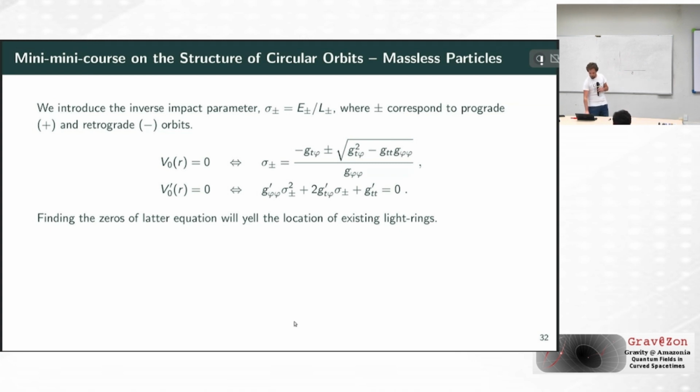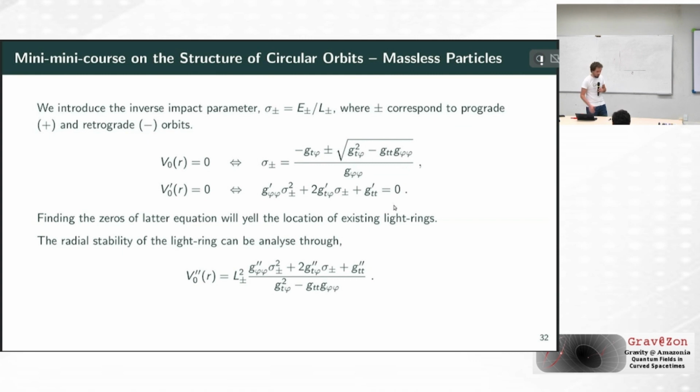So if you find a 0 for this equation here, it means that you have light rings. If you have some light rings, you can look into the radial stability by looking at the sign of the second derivative of the potential, and essentially it is the same as before. If it is positive, it's unstable. If it is negative, it is stable.